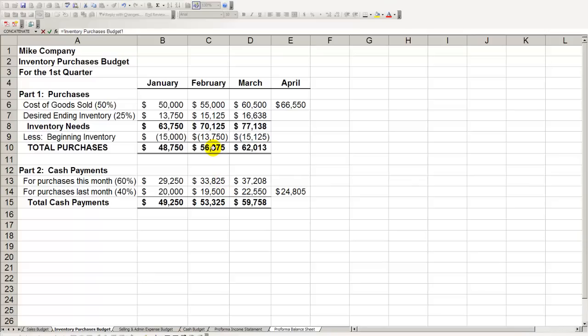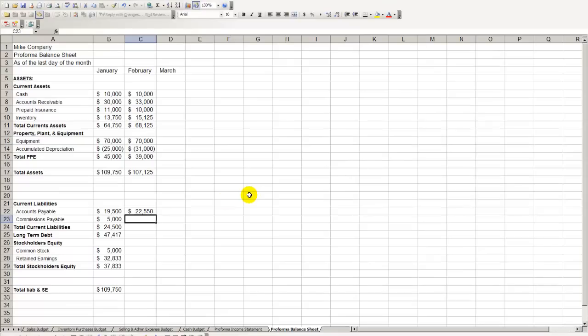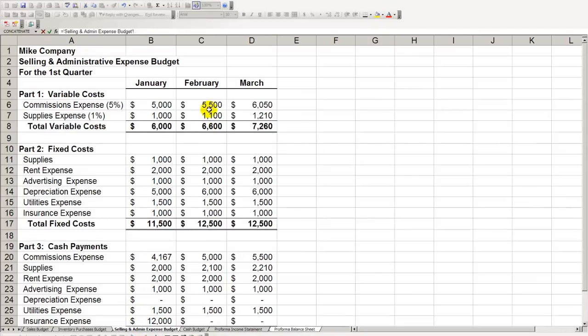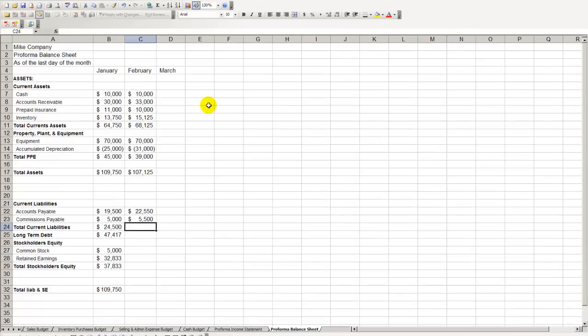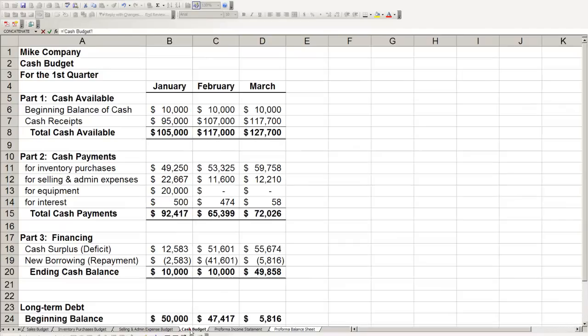It's the amount of the purchases you made you haven't paid for yet. So in February you haven't paid the $22,550. Commissions payable, it's the amount of commissions you've incurred but not paid yet. Your total current liabilities, $28,050. Your ending balance of long-term debts on your cash budget.